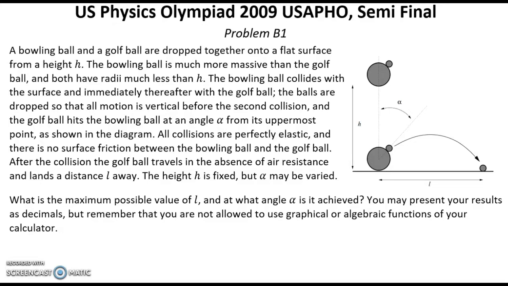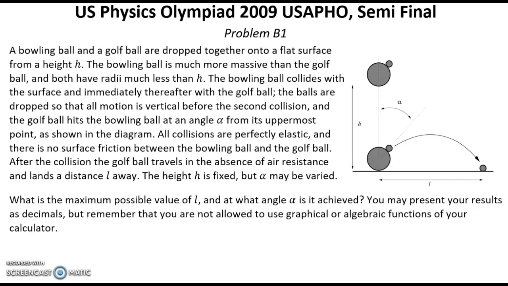After the collision, the golf ball travels in the absence of air resistance and lands a distance L away. The height h is fixed, but alpha may be varied. Question: what is the maximum possible value for L, and at what angle alpha is it achieved? You may present your results as decimals, but remember that you are not allowed to use graphical or algebraic functions of your calculator.